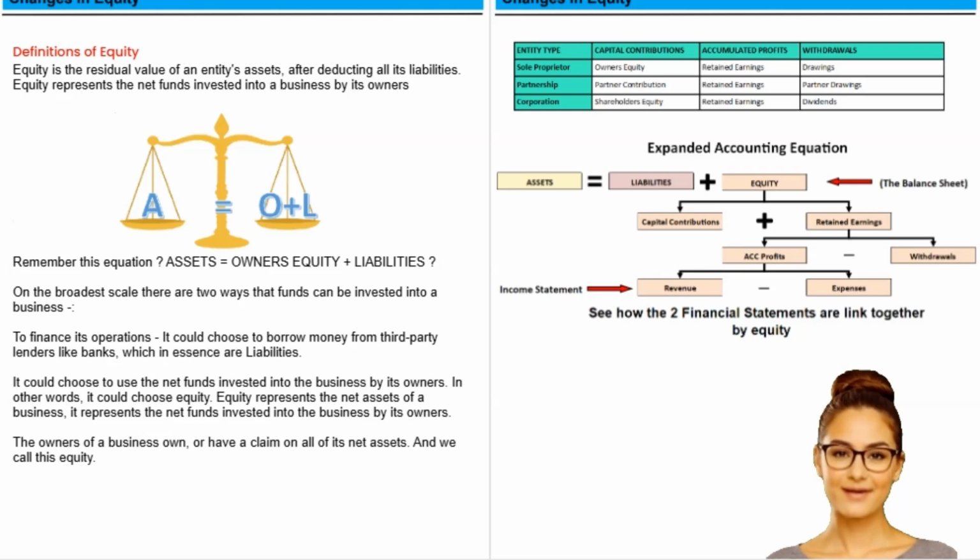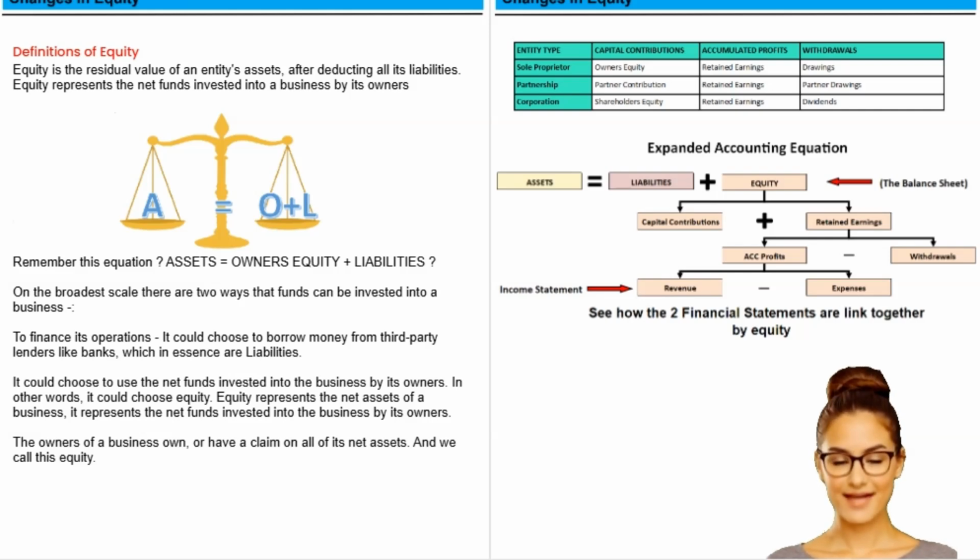On the broadest scale, there are two ways that funds can be invested into a business. Firstly, to finance its operations, it could choose to borrow money from third-party lenders like banks, which in essence are liabilities. Or secondly, it could choose to use the net funds invested into the business by its owners. In other words, it could choose equity.